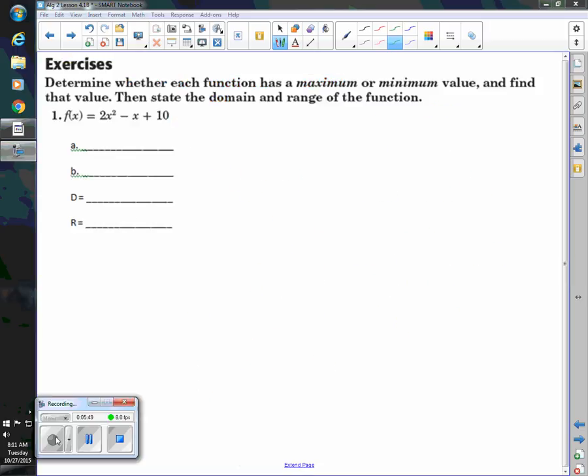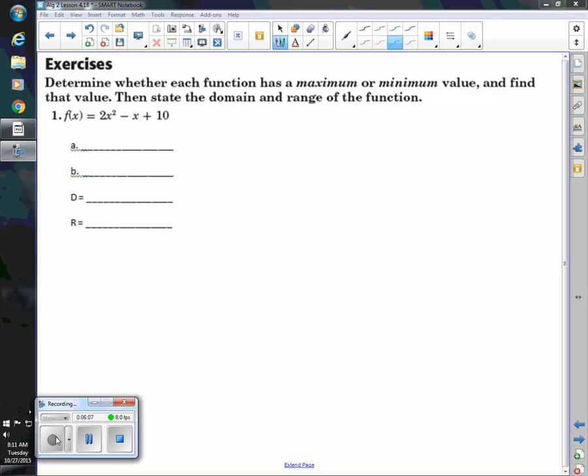So now let's take a look at exercise 1 from your worksheet. Okay, determine whether each function has a maximum or minimum value. Find that value, then state the domain and the range of the function. You can notice you have 4 squares here. A would be determine whether a function has a maximum or minimum value.